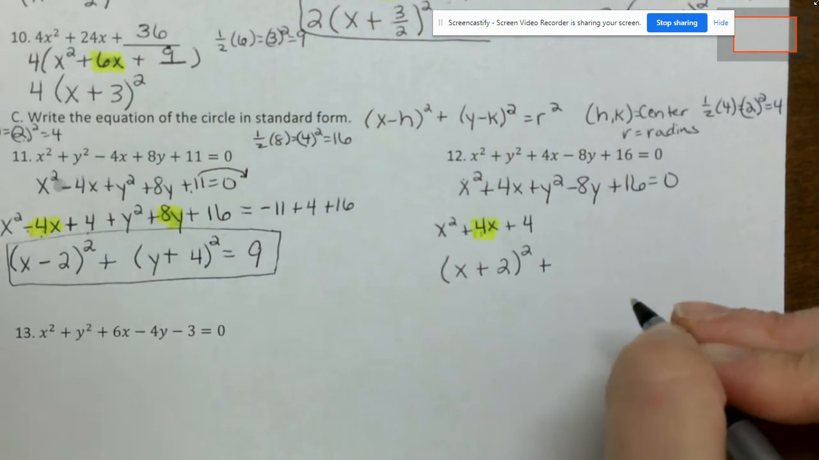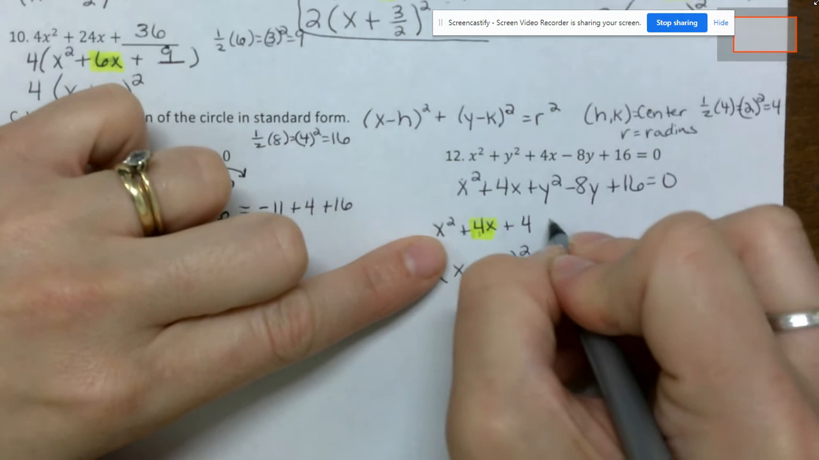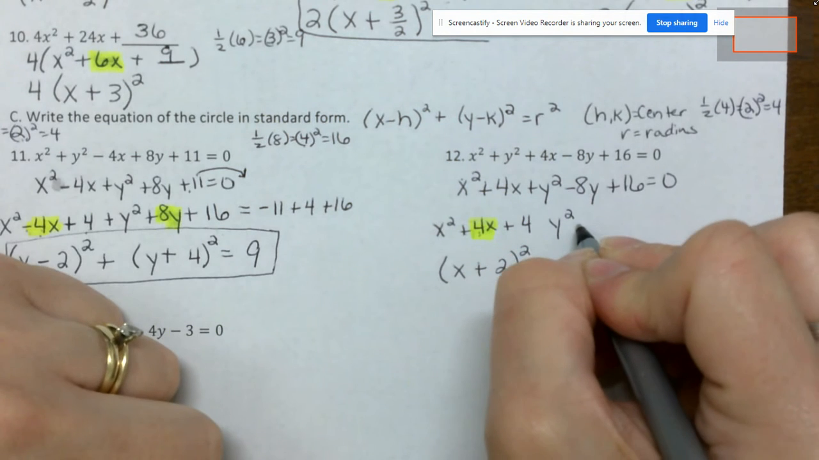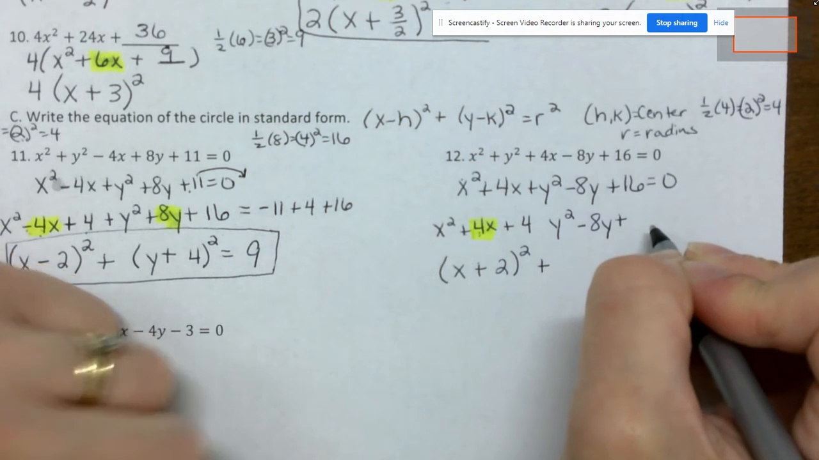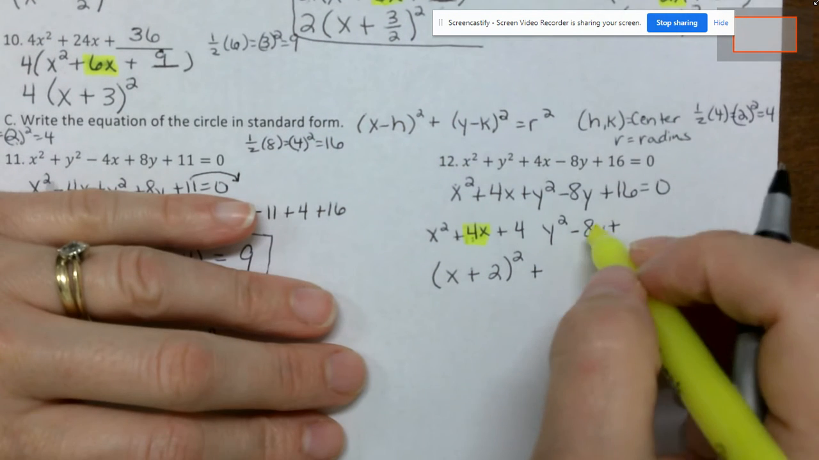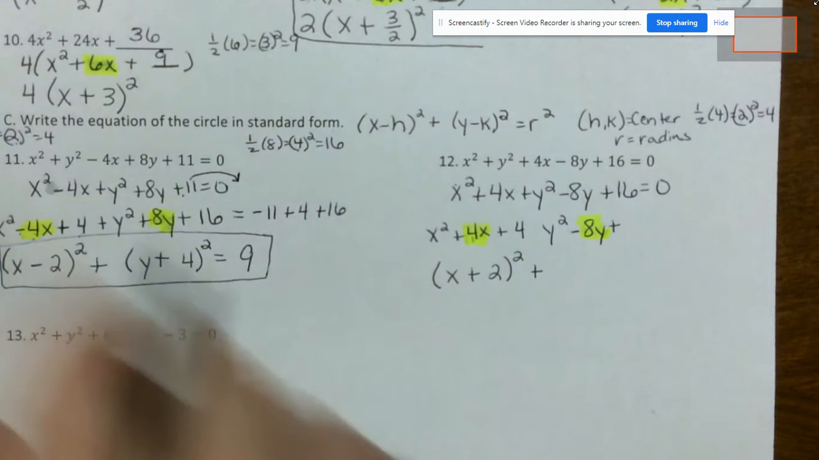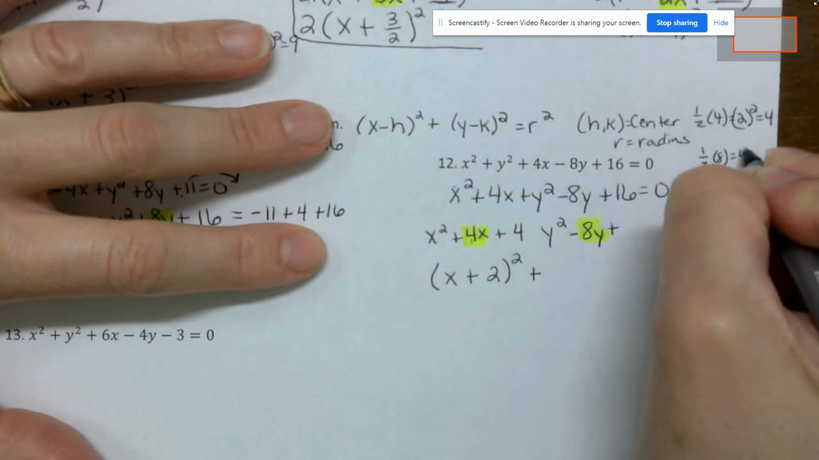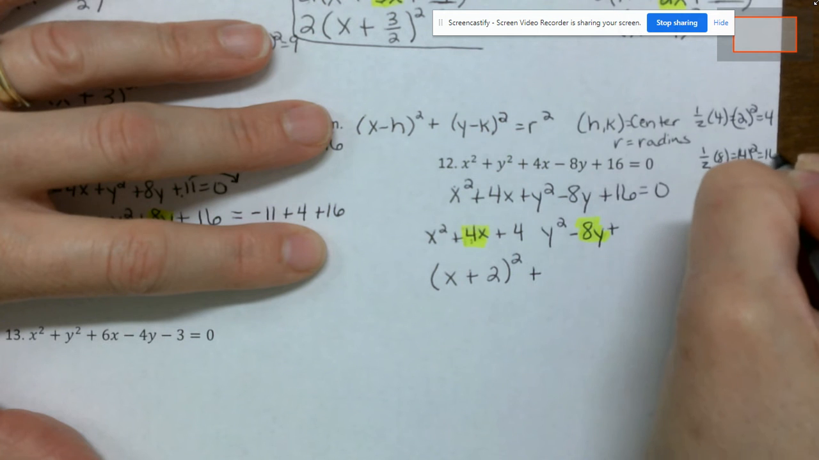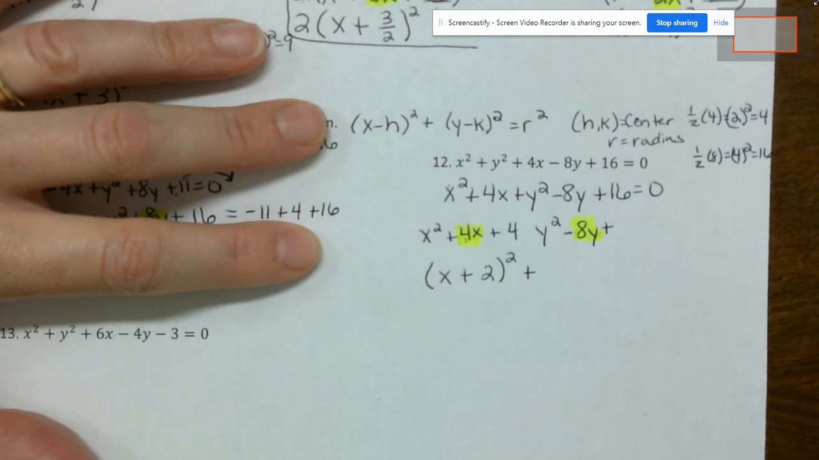All right. Now we're going to move to our y's. Y squared minus 8y plus what? So this time we're looking at this coefficient variable, the 8. So we're taking half of 8, which is 4, square it, and that is 16. So we're adding 16 here.